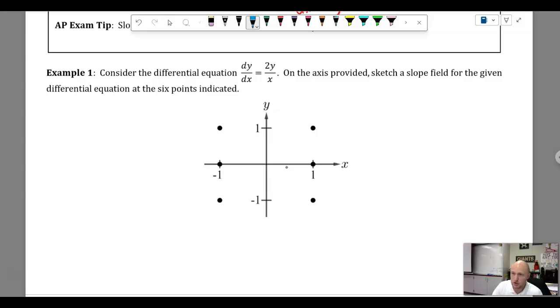dy/dx is 2y over x. So what I'm going to do is take this point right here, which is (-1, 1), and plug it into our differential equation. So dy/dx is equal to 2 times 1 divided by -1, which gives us -2. So I have to draw a slope of -2 through that dot.